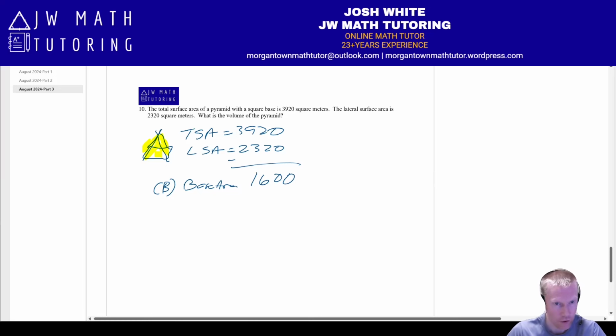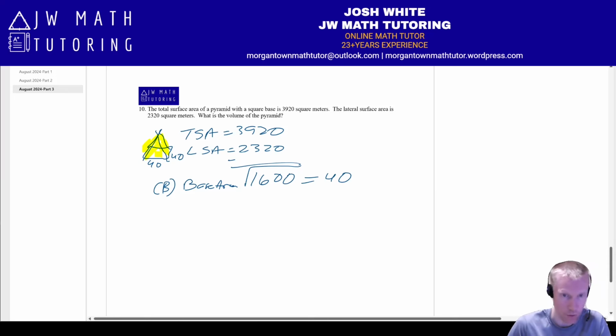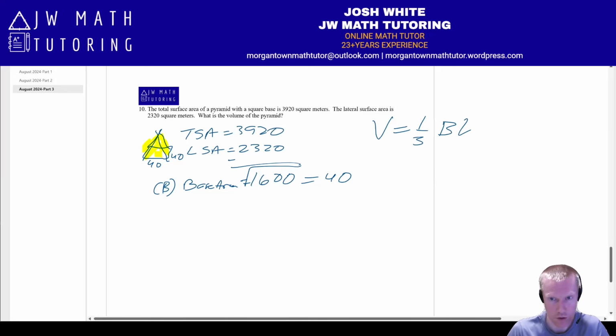So that means the area of this square base is 1600. Therefore, if you square root that, the value of each side will be 40. So the square, that's the base, is 40 by 40. Base area is also 1600. We'll come back to that because we'll need the volume formula, which is 1/3 times the base times the height, in a little bit.